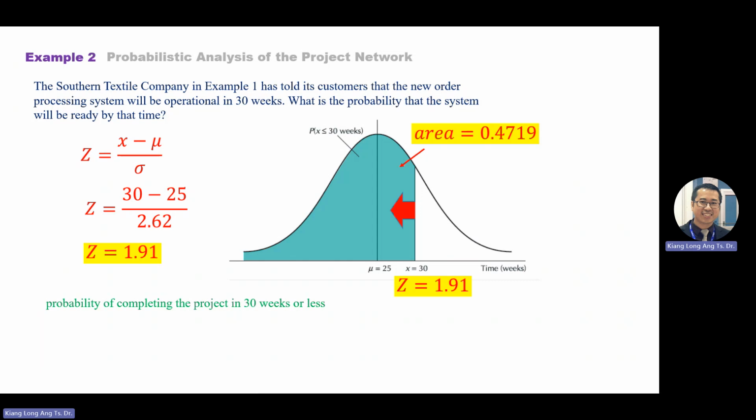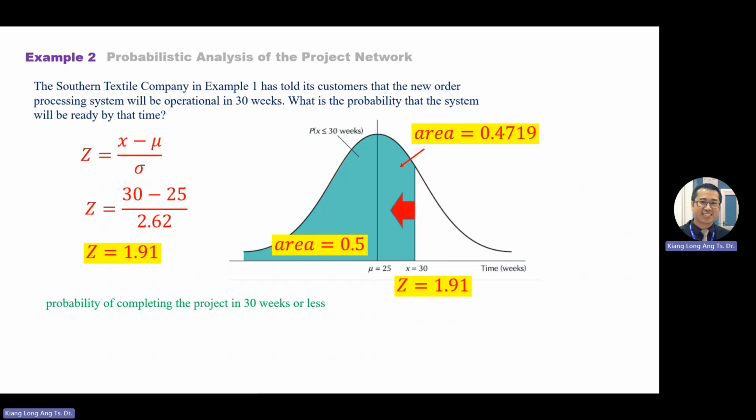It asks you, what is the probability of having project time 30 weeks? So 30 weeks, you look at the left-hand side, the area to the left. It's the total area you calculate from x equal 30 to the left. So 0.4719 plus another half, which is 0.5. So total is 97.19%. Understand?